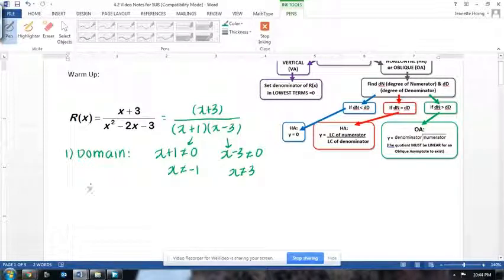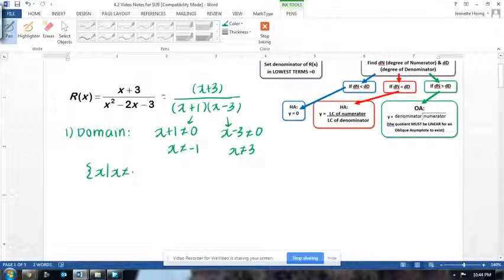So if I were to write my domain, it's easiest to write it in set notation because there's more values that your x can be versus can't. So there's only two numbers that don't work. And I'll say it can't be -1 and it can't be +3. So that's my domain.